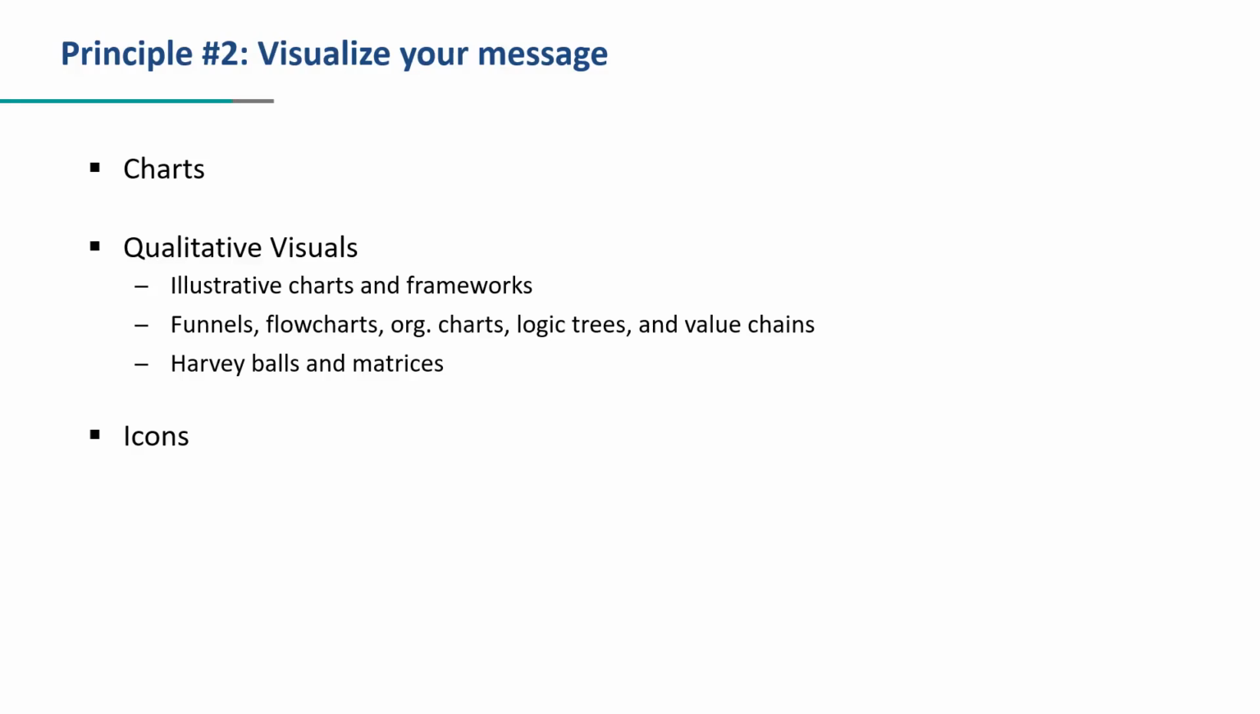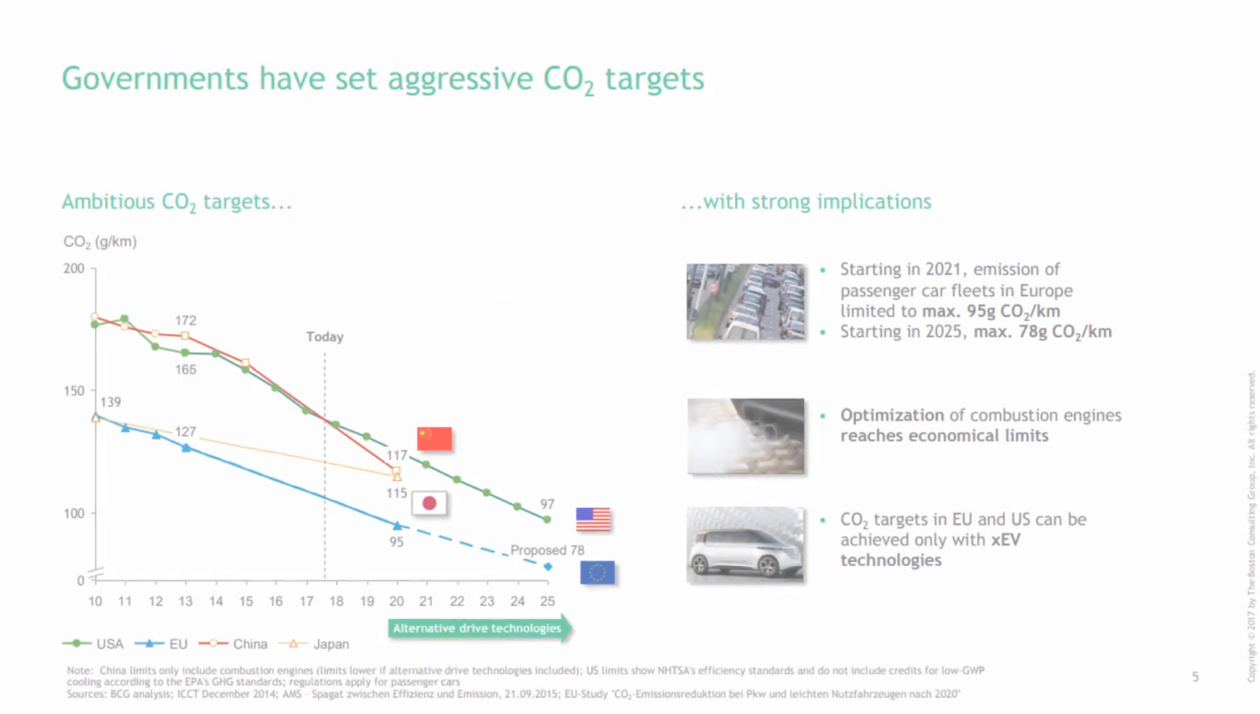The next category of visuals is photos. Generally speaking, photos serve one of three purposes on a slide. The first is the same purpose as icons, which is just to give a visual boost to the content. This is something you can see well here with this slide on CO2 emissions.